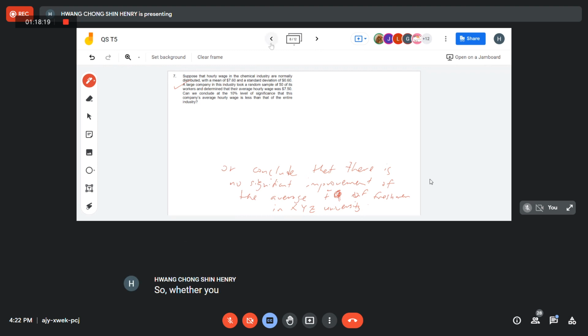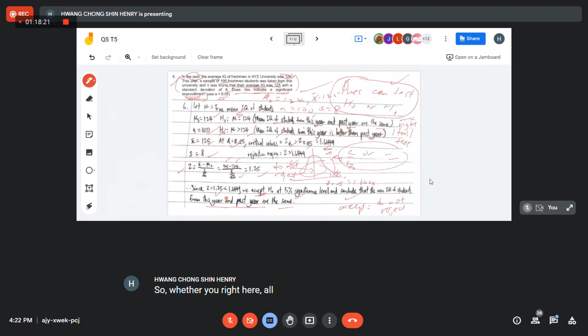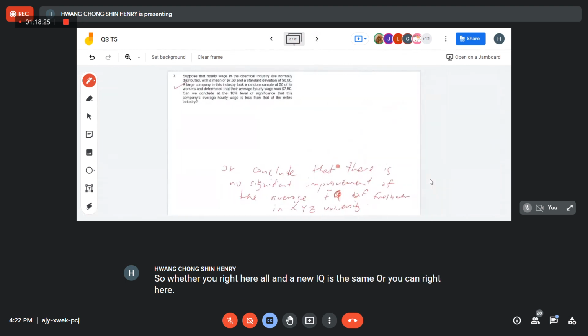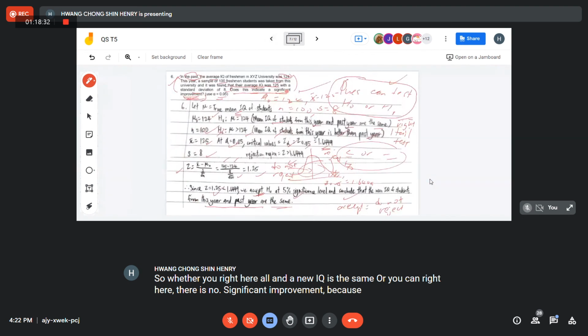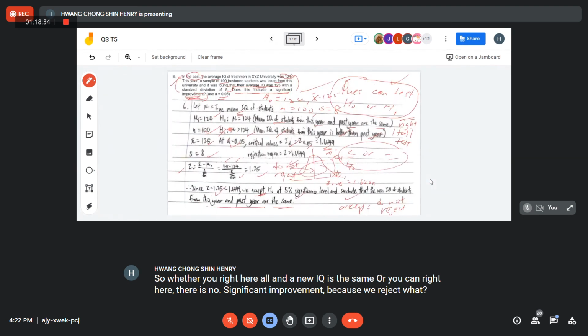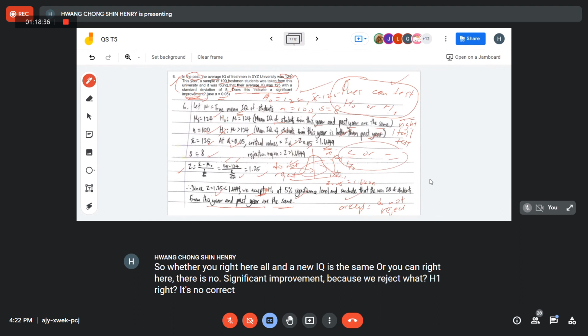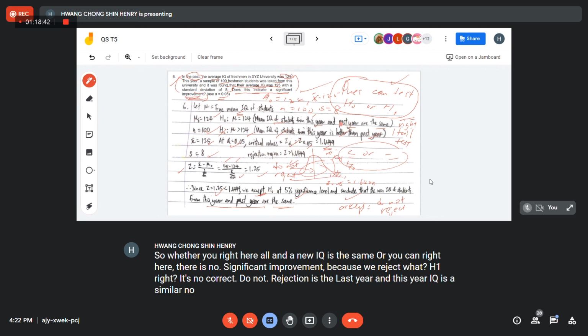So whether you write here the old and the new IQ is the same, or you can write here there is no significant improvement, because we reject what? H1, right? H0, correct. Do not reject H0 means the last year and this year IQ is the same, no improvement. Anyone don't understand?